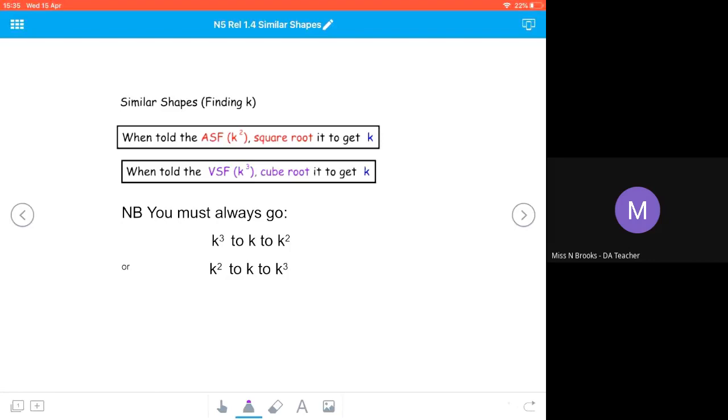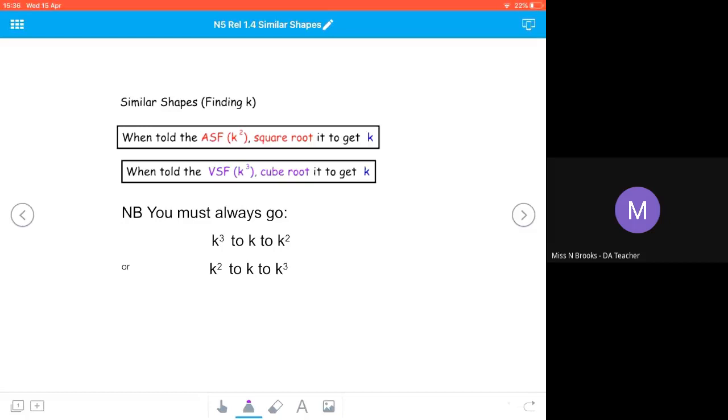So think about you're changing the subject of a formula. You know that the inverse process of squaring is square rooting, so it makes sense that to get k, you would square root k squared. And the same applies to k cubed. The inverse of cubing is cube rooting, so we would cube root it to get k.